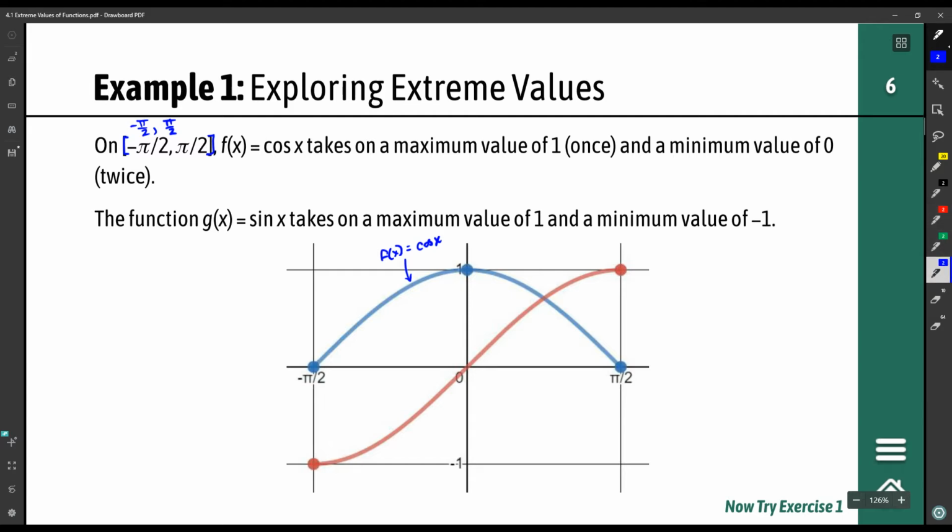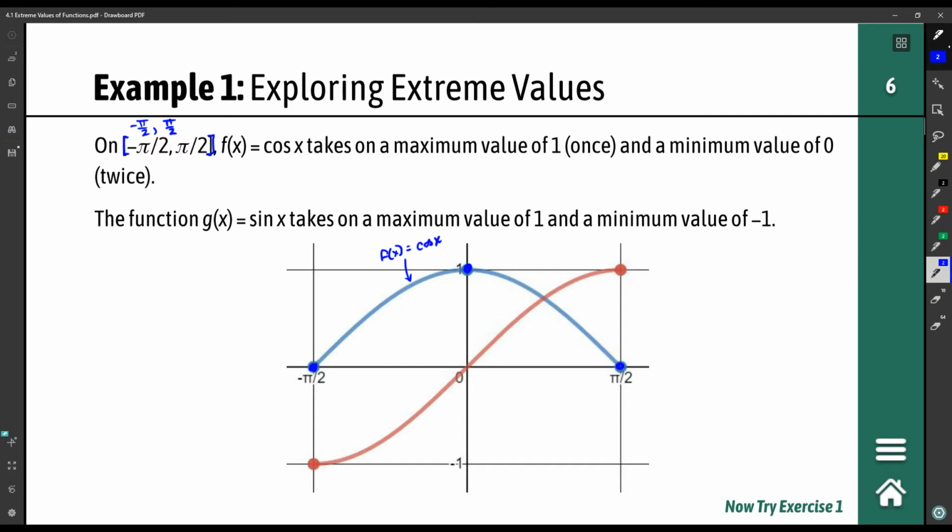That's the highest point. It's here, and it's when x is equal to 0. Next, it's got minimum values, right? And they occur at both of the endpoints. And in fact, there's a tie for the minimum value. It's here, the minimum value is 0, and it's also here at pi over 2, the minimum value is 0 again.